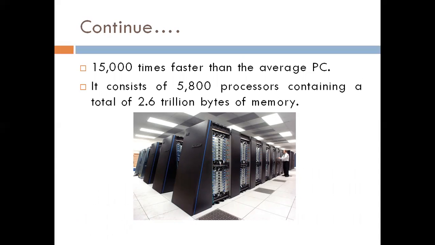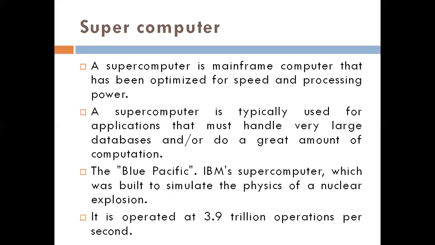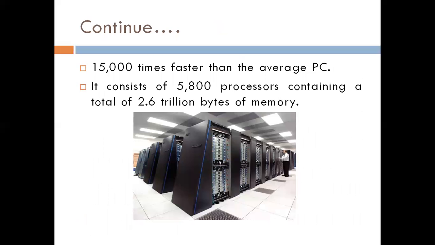It consists of 5,800 processors containing a total of 2.6 trillion bytes of memory. So this is the biggest computer in the world, and its speed is very high. The name tells the whole story: Blue Pacific, with high processor speed, using multiple processors. So this is a supercomputer.